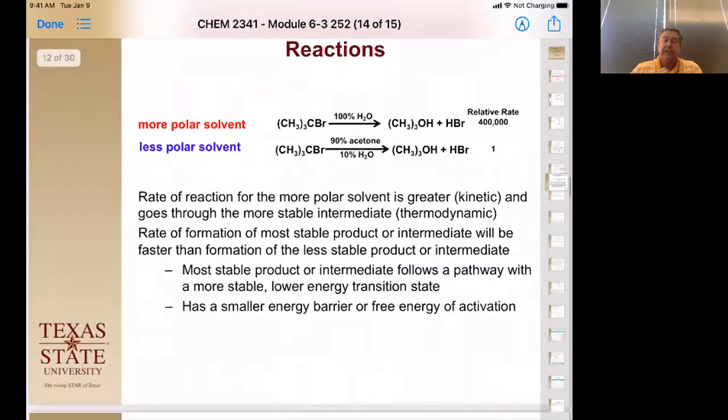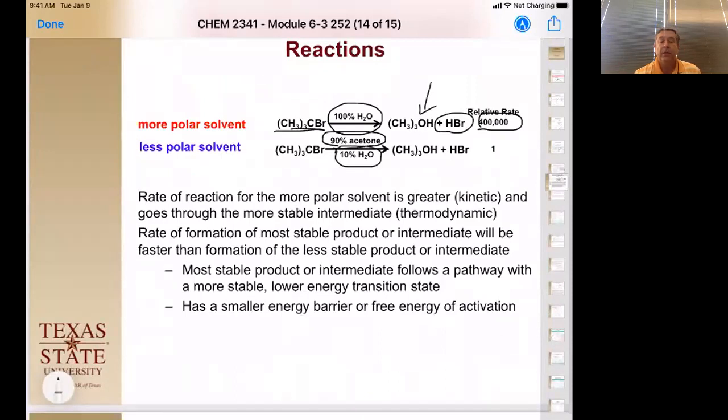Okay. So just as an example here, if we used 100% water and just boiled our t-butyl bromide in there, the product would be t-butyl alcohol and HBr. And our relative rate is going to be 400,000 times faster than if we used acetone, which can only dipole-dipole interact, with only enough water to make the reaction go. Because we have so much more acetone, very little hydrogen bonding is going on with the bromine, and that slows the reaction down significantly because of that higher activation energy.